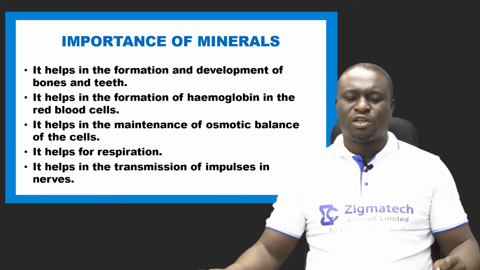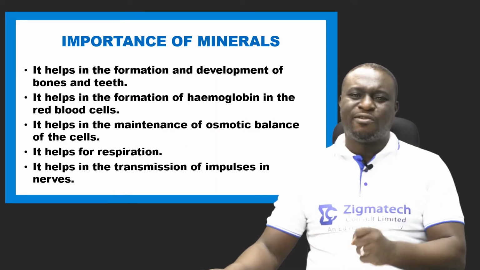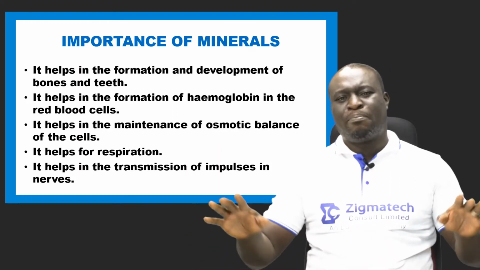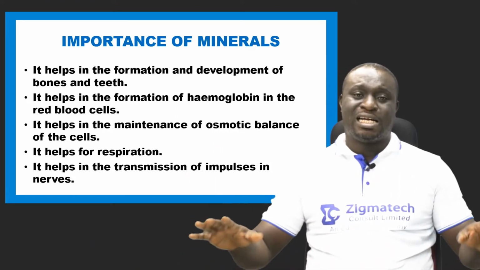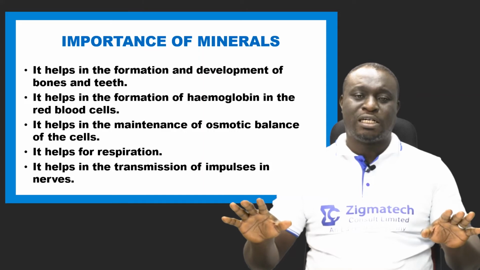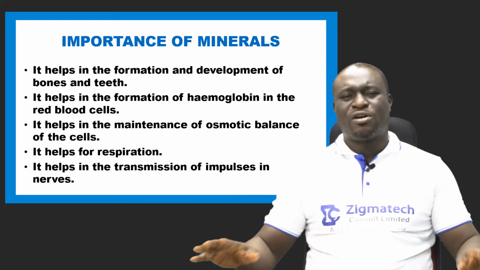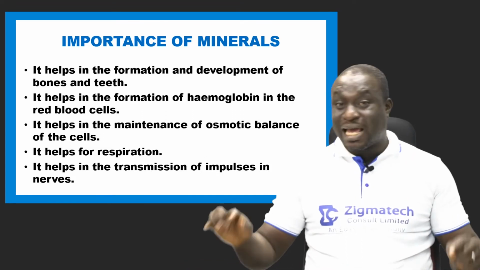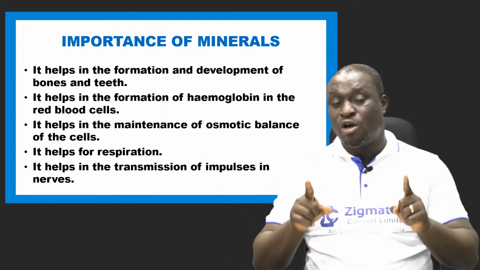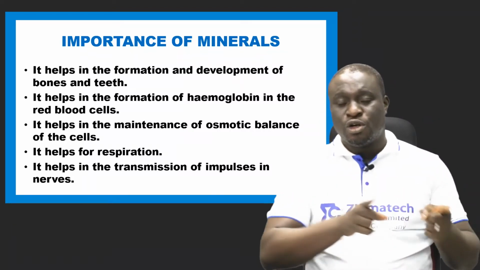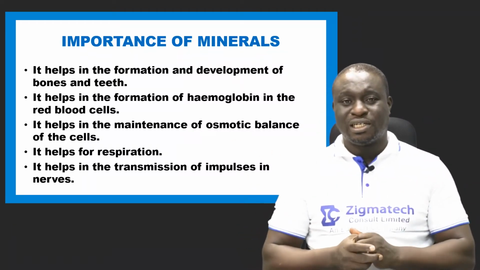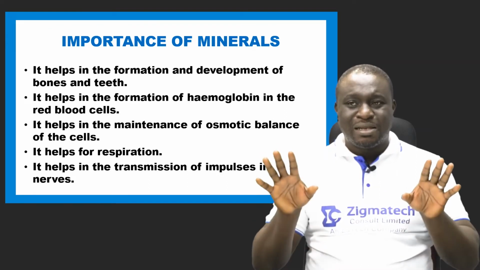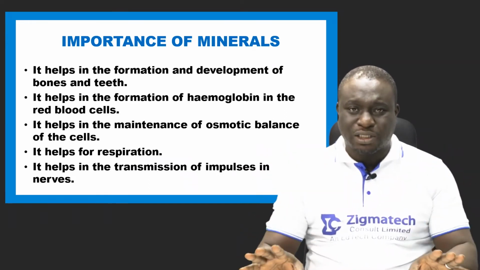Number two importance of minerals is that it helps in the formation of hemoglobin in the red blood cell. The hemoglobin is a part of the red blood cell. In fact, it is the pigment that makes the blood red. It is found in the red blood cell. It has a very strong affinity for oxygen. It helps in the transportation of oxygen from the lungs to other parts of the body where oxygen is actually needed.